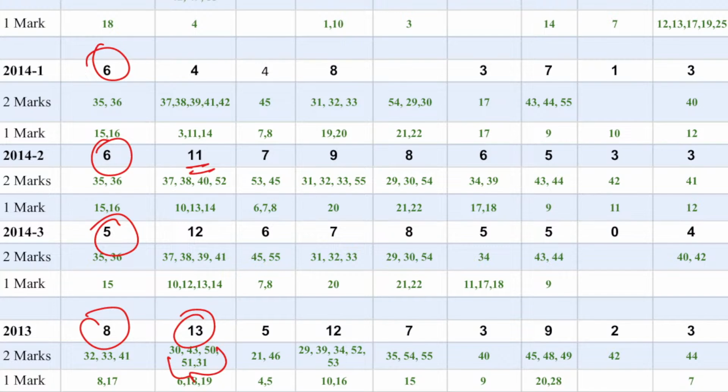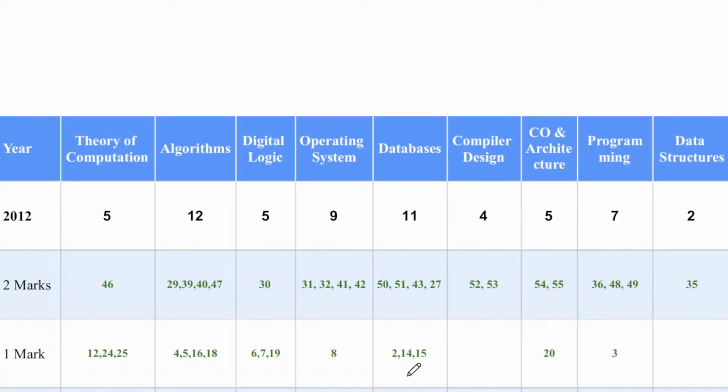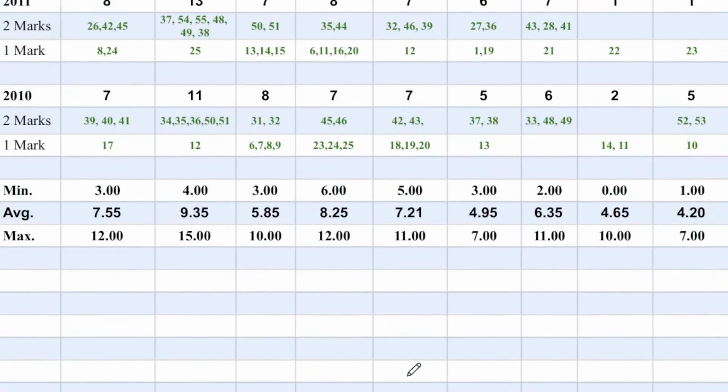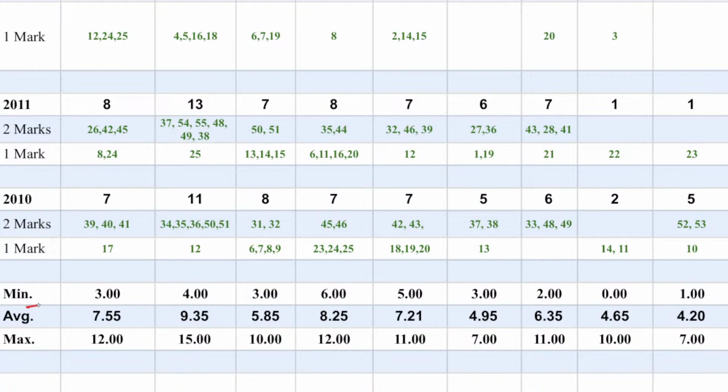Similarly, if you extend this PDF, you will get to know more and more. You can see that the minimum, average and maximum are given for each subject: minimum how many questions came, average how many, and max how many, for every subject. The screen is not going to cover all the things, so only the minimum subjects are covered here. But if you want the PDF, please comment below. I will provide you the PDF so that you can check by yourself also.